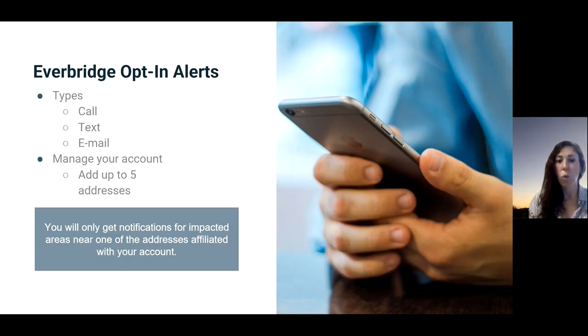Everbridge also has one component that is automatic. If you have a landline, those are added automatically to that notification system every quarter, so once every 3 months, and that will then allow you to get those alerts without signing up. But as I mentioned, signing up is really, really critical so that you can manage those addresses and choose which method you'd like to get it in.